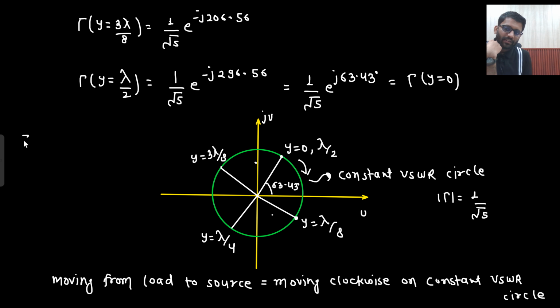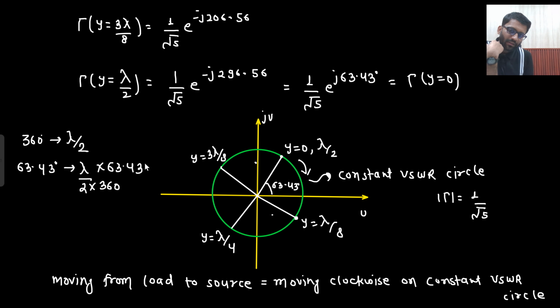What I am saying is that 360 degrees is equal to lambda by 2, right? So what will be 63.43 degrees? 63.43 degrees will be lambda by 2 divided by 360 into 63.43. What would that be? 63.43 divided by 2 divided by 360, that is 0.088 lambda. So from here, if you walk for 0.088 lambda, then you reach this point.